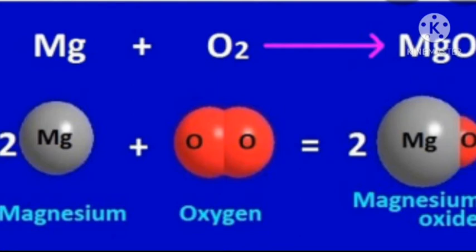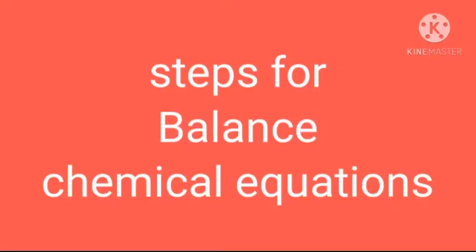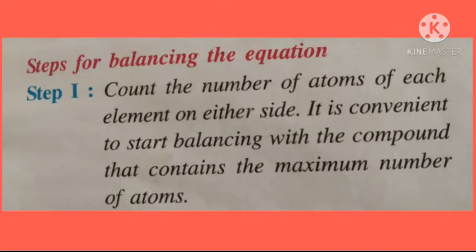See students, Mg is one atom and oxygen is two atoms on the reactant side, and on the product side in MgO, Mg is also one atom and oxygen is also one atom. So we have to balance this equation. So how? Step first for balancing the chemical equation: count the number of atoms of each element on either side. It is convenient to start balancing with the compound that contains the maximum number of atoms.